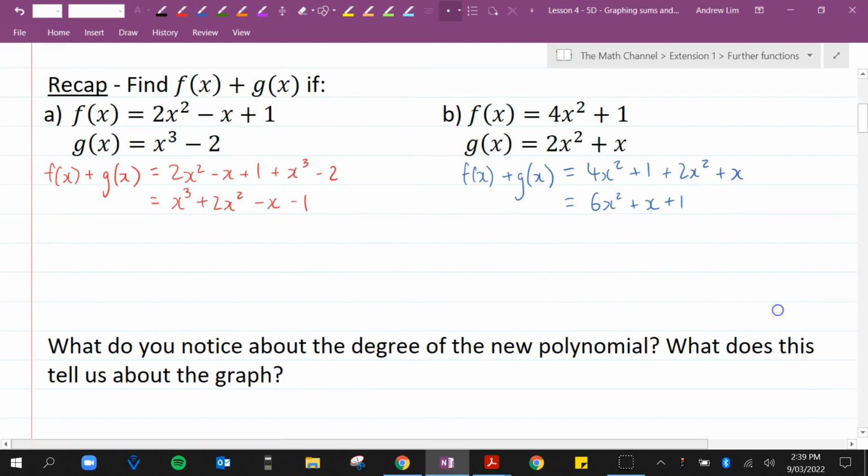What do you notice about the degree of the new polynomial? And what does this tell us about the graph? I'm just going to highlight the new polynomials for both of these. And what can we tell about the degree? Well, for a, the degree is 3. And when we compare the two functions, f of x and g of x, the one with the highest power is g of x, with a degree of 3. For question B, the degree of the new polynomial is 2. And when we compare the powers of f of x and g of x, they both have 2. Okay, so the highest power is just 2.